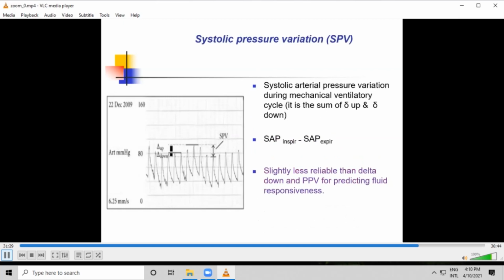So SPV during the mechanical ventilatory cycle is the sum of delta up and delta down. As we see here, delta up plus delta down makes the systolic pressure variation, inspiratory phase minus expiratory phase. Slightly it is less reliable than delta down and pulse pressure variation for predicting fluid responsiveness.